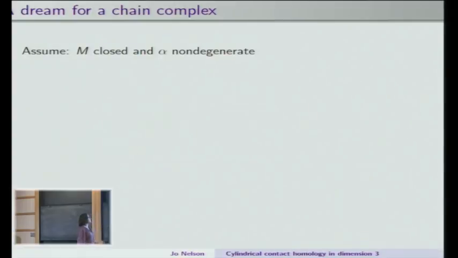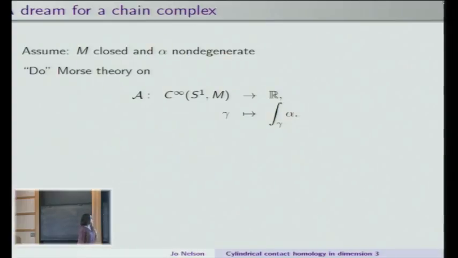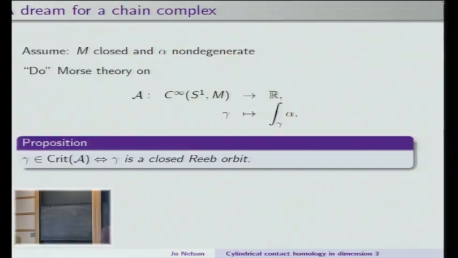So the first thing we're going to do is try to pretend like we're doing Morse theory. So we're going to start with a closed contact manifold, and alpha is a non-degenerate contact form, and then we're going to do Morse theory on some weirdo action functional. The action functional we have sends a loop to the integral of the contact form around the loop. And then a fairly straightforward proposition is that this loop is going to be a critical point of this action functional if and only if gamma is a closed Reeb orbit.